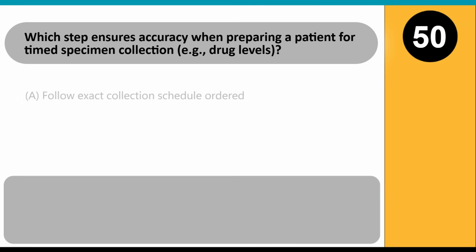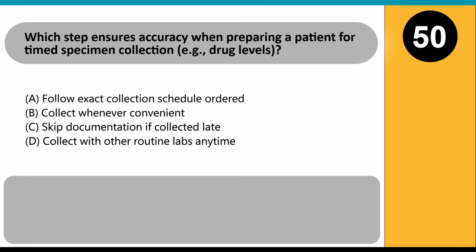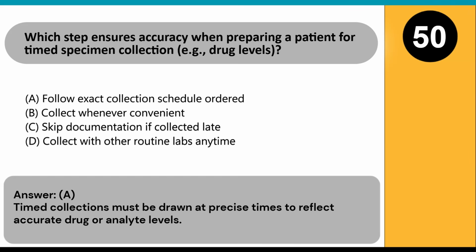Which step ensures accuracy when preparing a patient for timed specimen collection, e.g., drug levels? A. Follow exact collection schedule ordered. B. Collect whenever convenient. C. Skip documentation if collected late. D. Collect with other routine labs anytime. Answer A. Timed collections must be drawn at precise times to reflect accurate drug or analyte levels.